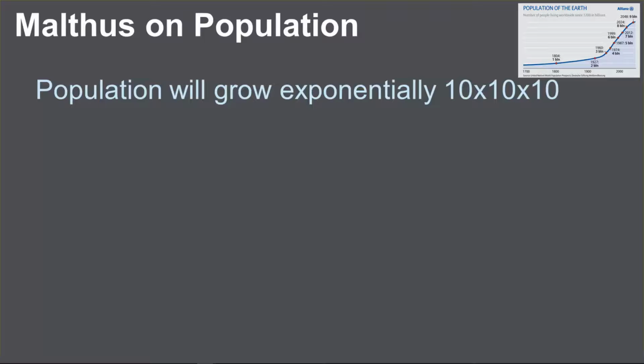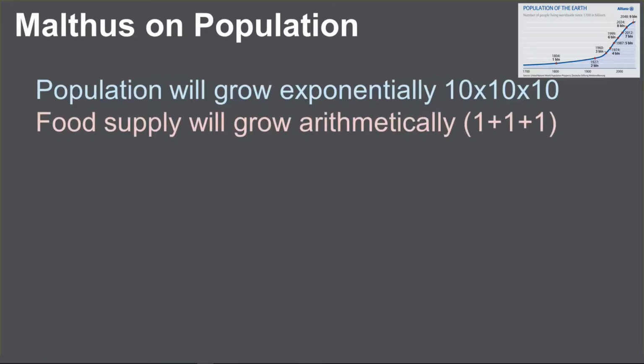Malthus said that the population is going to grow exponentially. Just think about 10 by 10 by 10, and it just keeps multiplying faster and faster. As we looked at in that first chart, that is very much how the population has grown over the last several hundred years. What he then says is that the food supply will only grow arithmetically, meaning it will grow 1 plus 1 plus 1, never multiplying, never exponentially growing.